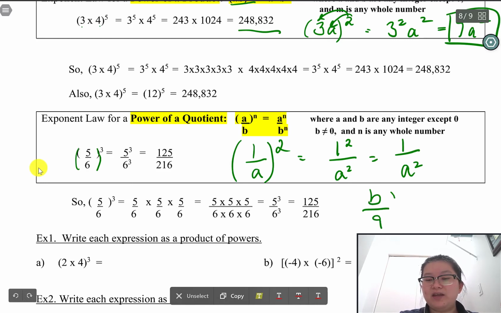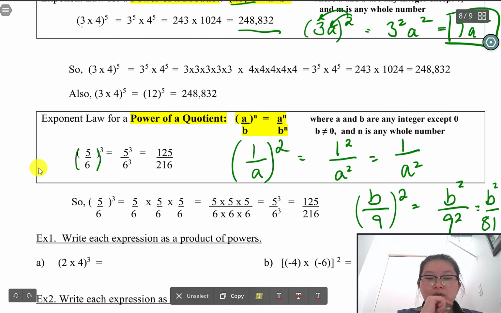Let's say I have b over 9 to the power of 2, then that 2 is applied to everything inside. So I get b to the power of 2 and 9 to the power of 2, which is just b squared over 81. Okay, so making sure that exponent is applied to every single number inside the brackets. You're wondering, what about plus and minuses? That's not this year. That's next year in grade 10. We use a different strategy for that.